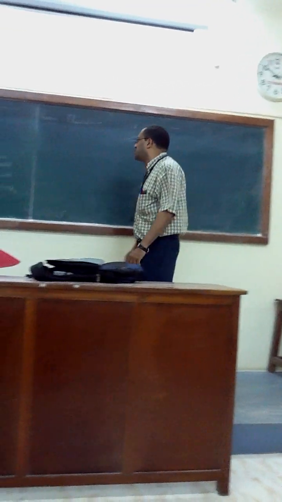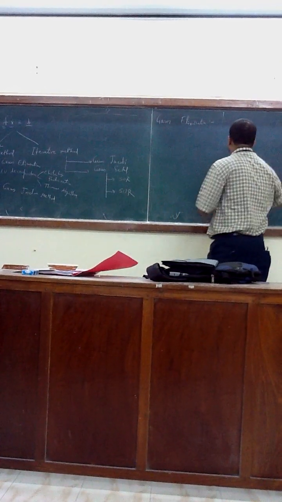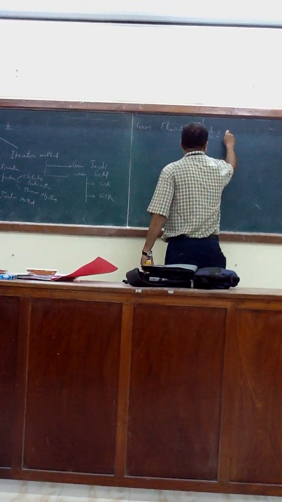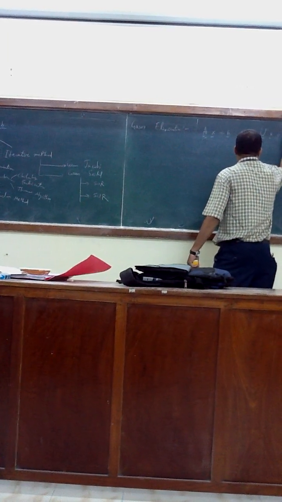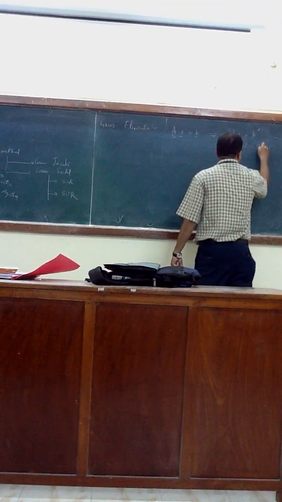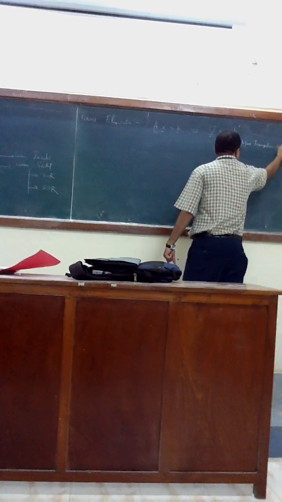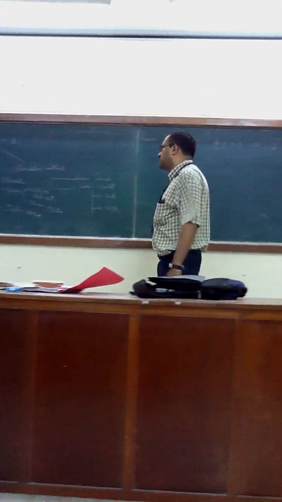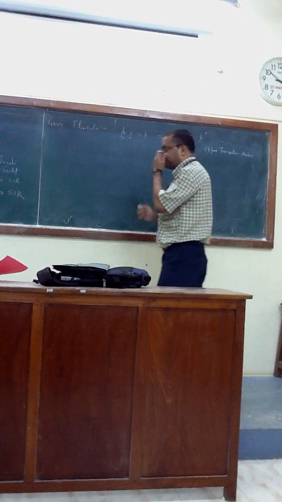So what do we do in the Gauss elimination method? Ax equals b, we transform this into Ux equals b prime, where U is the upper triangular matrix. So we transform, and what's the advantage of this?